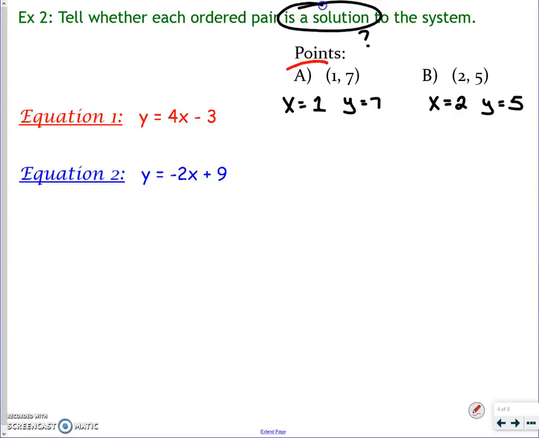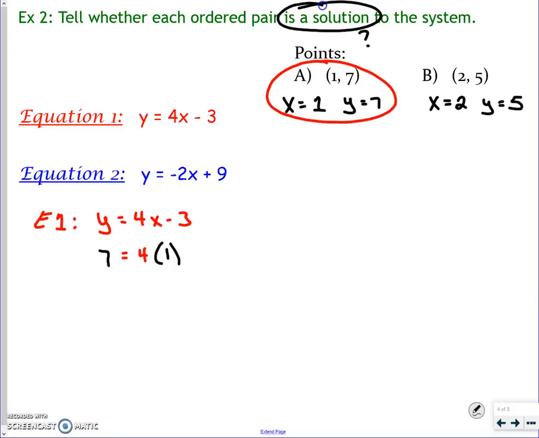So I'm going to start with A here, and I'm going to look at equation number 1. So I'm going to write this over here. And on equation number 1, we have y equals 4x minus 3. I am going to replace the y with a 7. And then I'm going to have my equals 4. I'm going to replace my x with the 1. And then I'm going to have my minus 3. When solving this, the 7 just stays a 7, so no big deal. 4 times 1 is just 4. Then I have minus 3. So I'm going to get 7 equals 1.